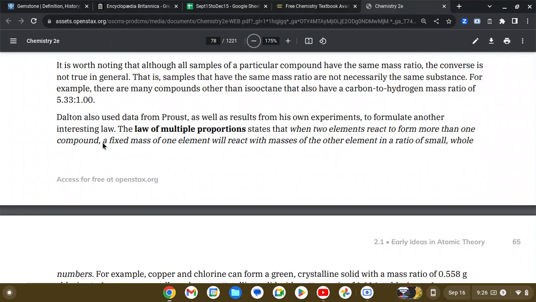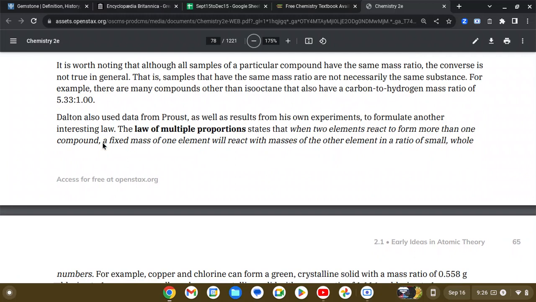It is worth noting that although all samples of a particular compound have the same mass ratio, the converse is not true in general. That is, samples that have the same mass ratio are not necessarily the same substance. For example, there are many compounds other than isooctane that have a carbon to hydrogen mass ratio of 5.33 to 1.00. Dalton also used data from Proust as well as results from his own experiments to formulate another interesting law.